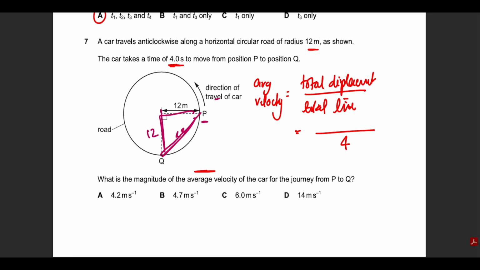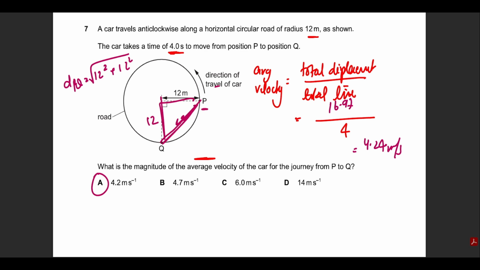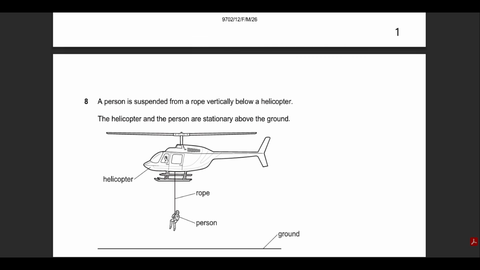So if you want to find this, displacement PQ equals 12 squared plus 12 squared under root. Now when you do that, your answer will be 16.97. When you divide it by 4, your answer comes out as 4.24 meters per second, which is going to be option A. Now we move to question number 8.